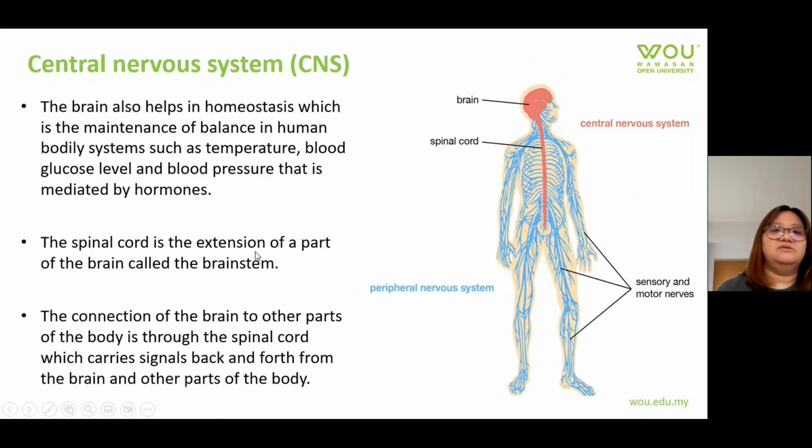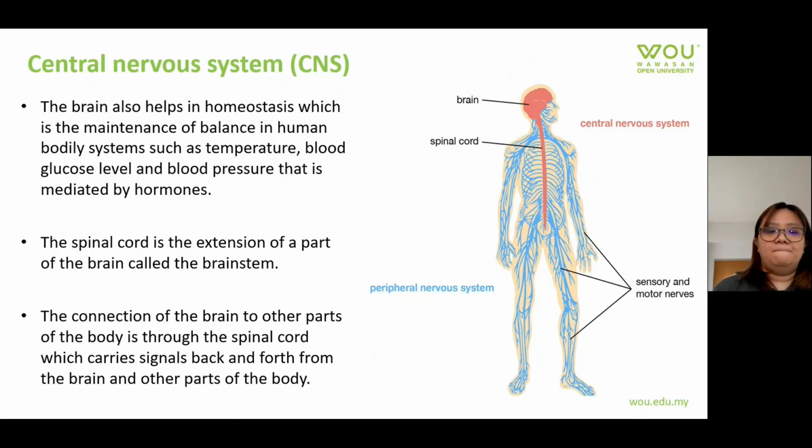Okay, the brain also helps in homeostasis. Homeostasis aims to maintain the balance of our bodily systems, for example the control of temperature, blood glucose level, and also our blood pressure. All these functions are mediated by our hormones.